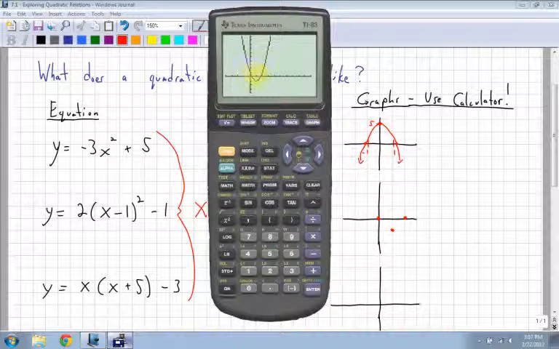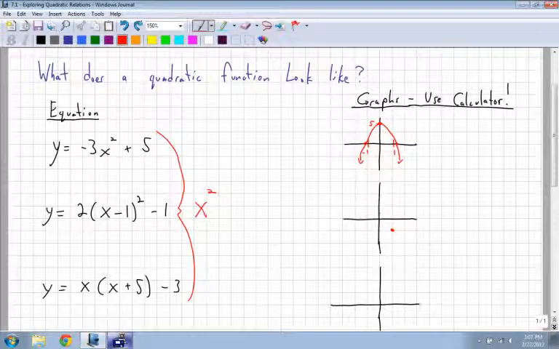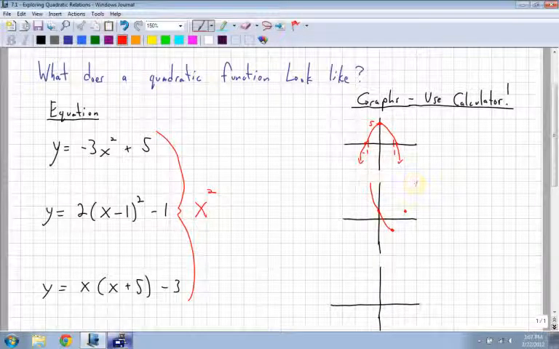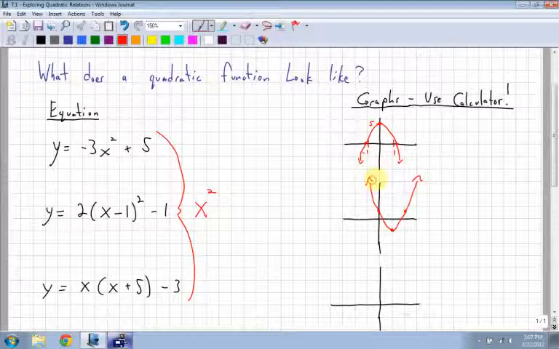Okay, it doesn't quite go through the origin. It's a little bit up from that. So let's try those points again. A bit up from that and a bit up from that. Just so you get an idea of what the graph looks like. That's a very poorly drawn graph. If you have to draw them, make sure they look like a loop.